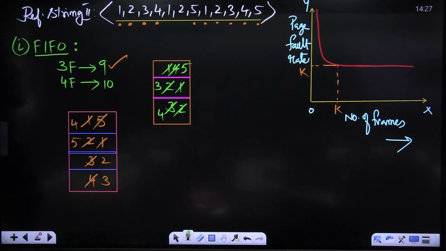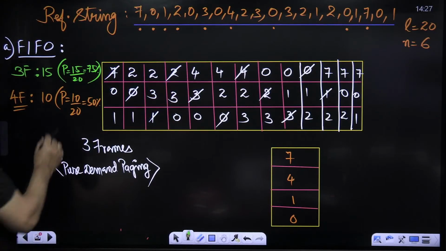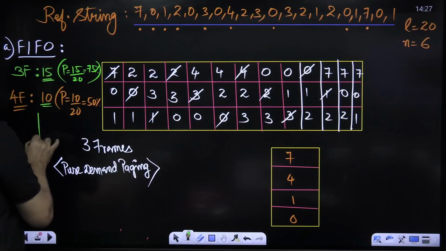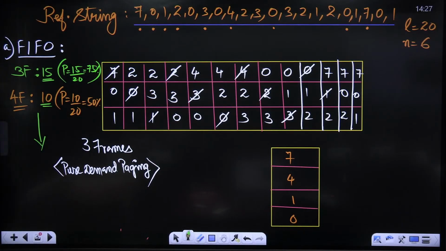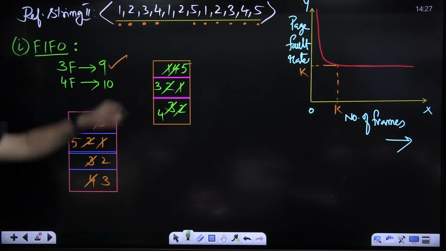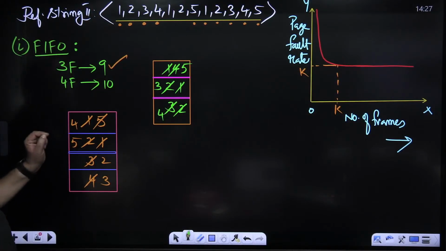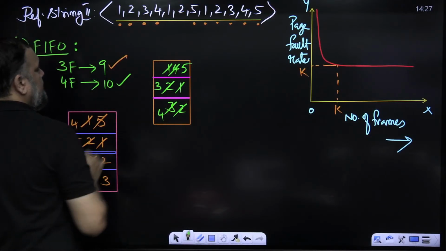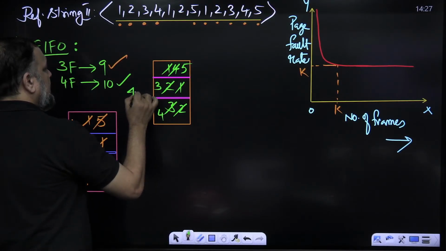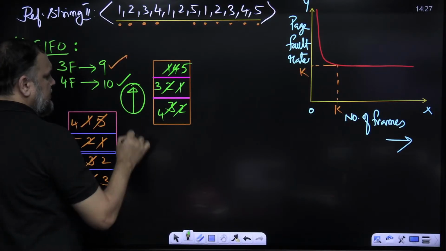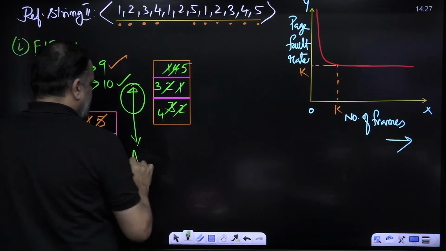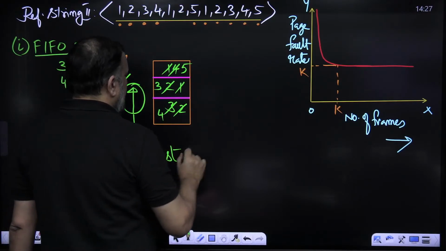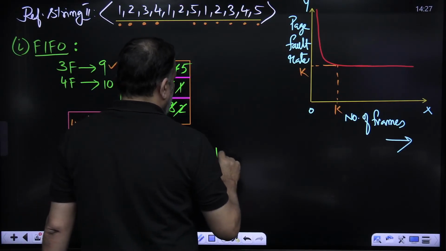So what is the conclusion? The conclusion is, please observe, यहाँ पर with 3 frames 15 page faults, with 4 frames 10 page faults, means page fault rate has decreased and it is obeying the natural characteristic. लेकिन second example में ये हुआ है कि with 3 frames 9 page faults and 4 frames 10 page faults, means page fault rate has increased and this is going against the natural characteristic.